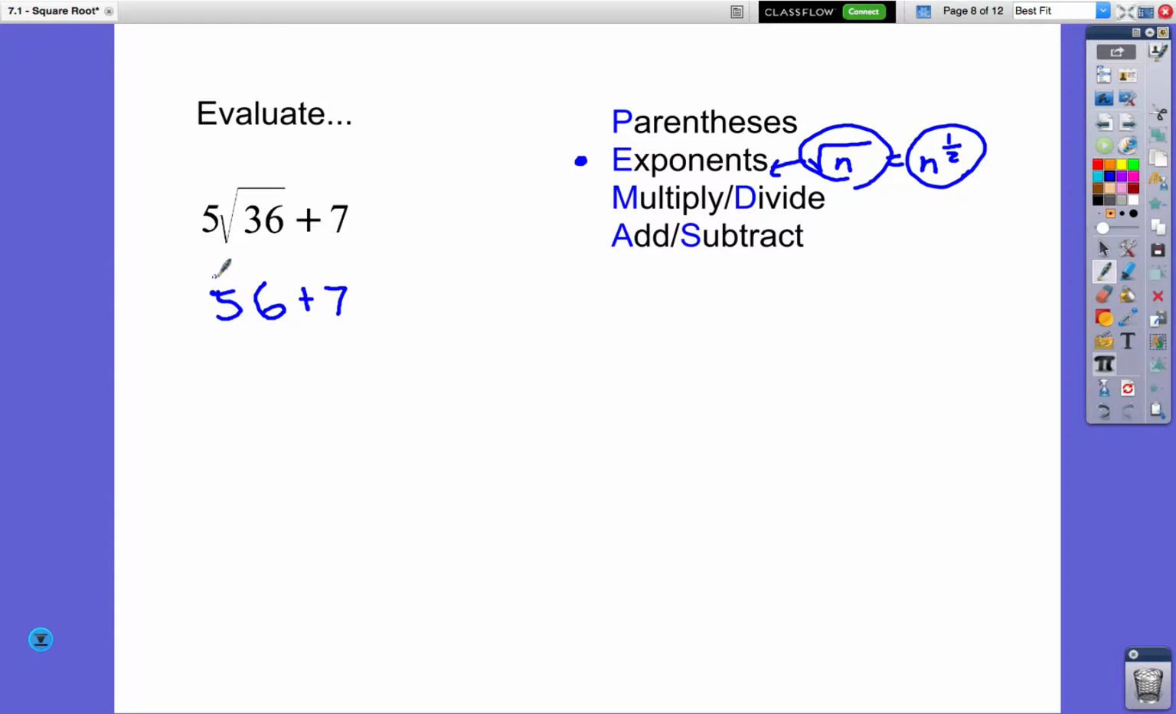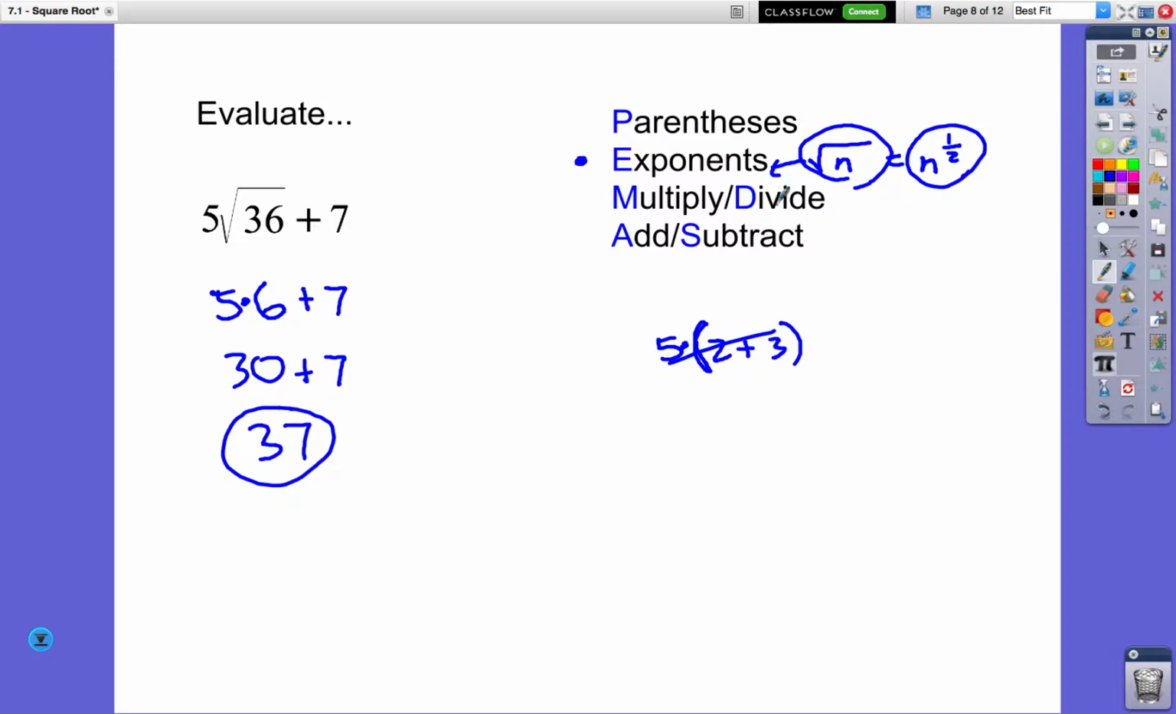Probably not. In fact, what this relates back to is problems like this. Let's say I gave you this. We know when something's written like this that this is 5 times 2 plus 3. Even though there's no multiplication symbol, because the 5 is right next to the parentheses, we assume that there's a multiplication symbol there. Well, that's the same thing here. 5 is right next to the radical symbol with no operation in between. So we assume, just like with parentheses, that there's multiplication in between. So now I can do the rest of the problem. Multiply and divide come next, which would be 5 times 6, which is 30. And then 30 plus 7 is 37.